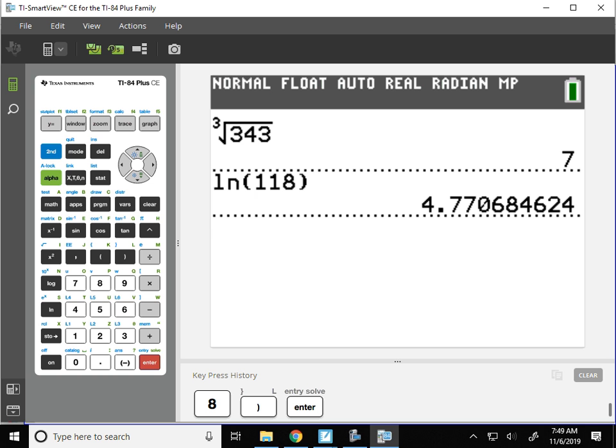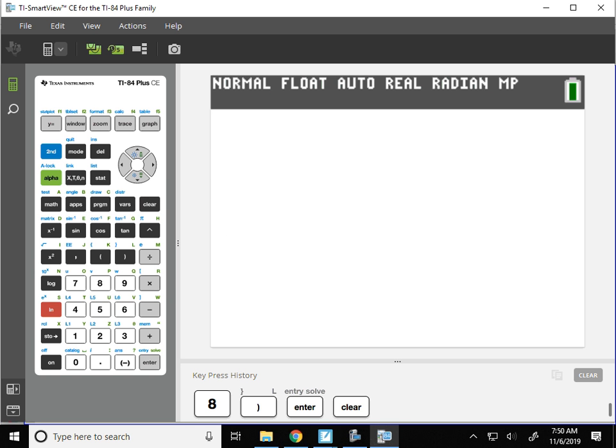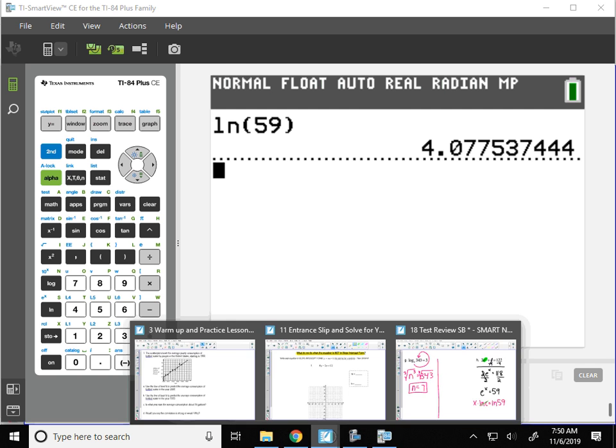Hey, hold on, that's not what I got here. Did I do that wrong? Oh, I forgot to divide by 2. That would be my problem. 118 divided by 2 is 59. I apologize. Looking at my answer, it didn't match. So I take the natural log of 59 in my calculator, which is 4.078, which is exactly what I have over here.